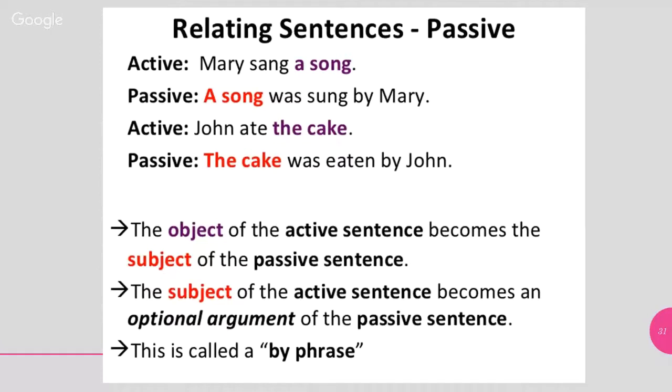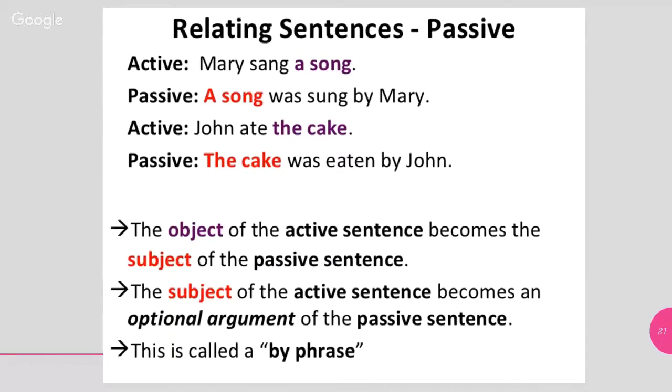Active: John ate the cake. Passive: The cake was eaten by John. The object of the active sentence becomes the subject of the passive sentence. The subject of the active sentence becomes an optional argument of the passive sentence.